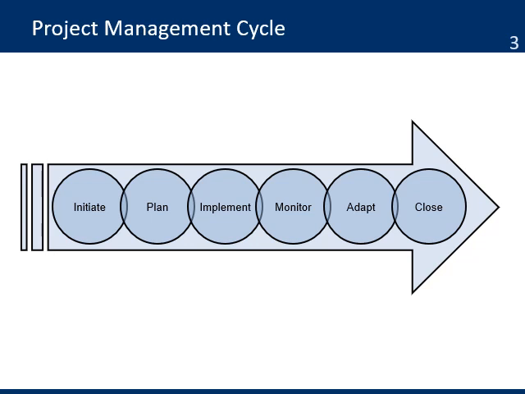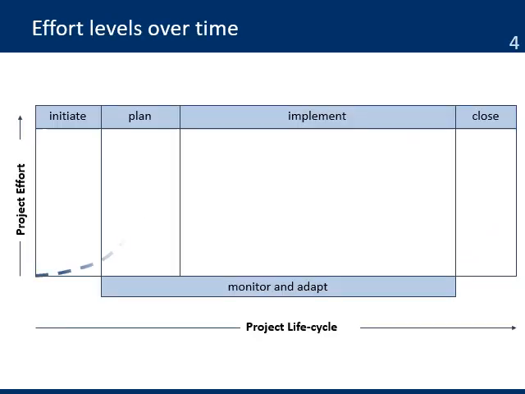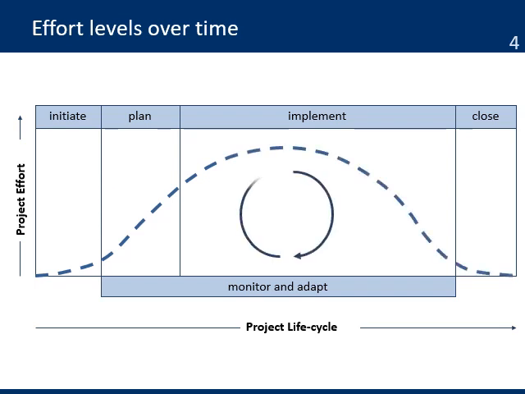In development project management, the phases are initiate, plan, implement, monitor, adapt, and close. The use of phases helps keep the project on track and helps determine if the project should continue, be redirected, or be terminated. Each phase acts as a gateway to review how the project is doing before moving to the next phase. These phases have different levels of effort. The amount of work that you need to do in each phase will be different.